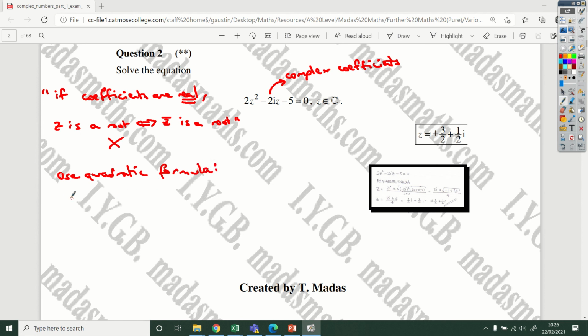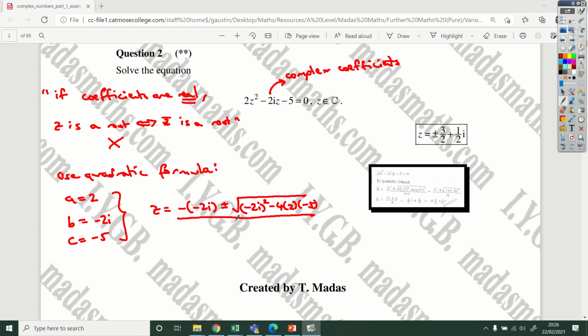Okay, so bearing in mind that these are going to have complex numbers in, my a is going to be 2, the coefficient of z squared. My b is going to be minus 2i, okay, the thing in front of z, and c is going to be minus 5. Putting that together gives me z equals negative b, which is negative 2i, plus minus, and then the square root. And then I've got minus 2i, which is my b, all squared, minus 4 times 2 times minus 5. And that's all divided by 2 lots of a, which is 4.